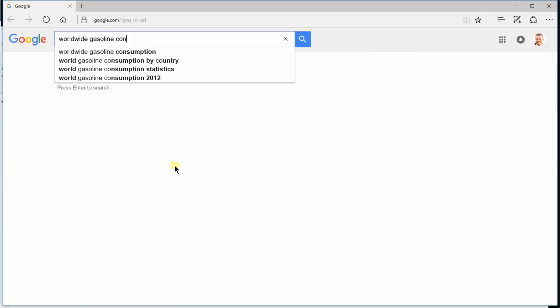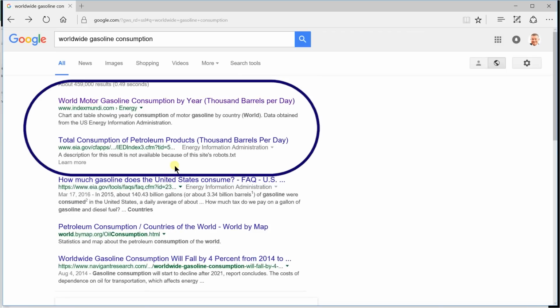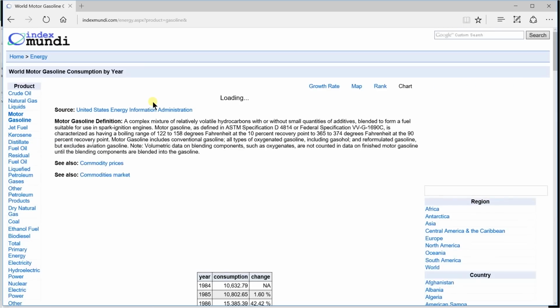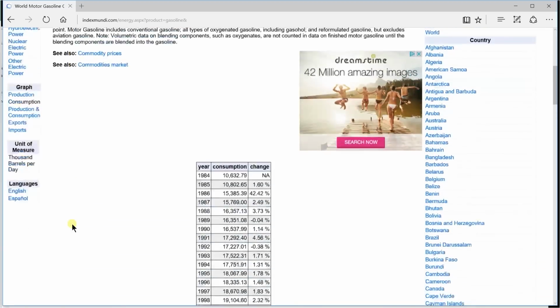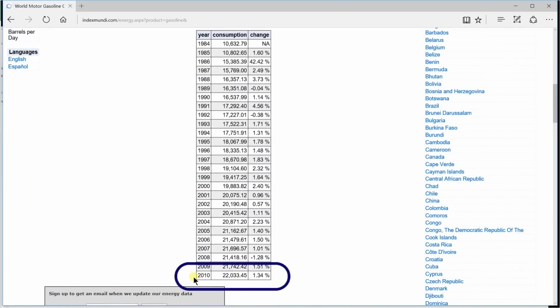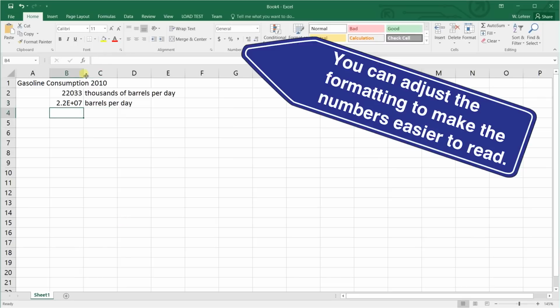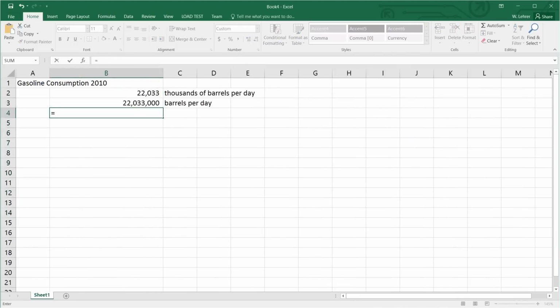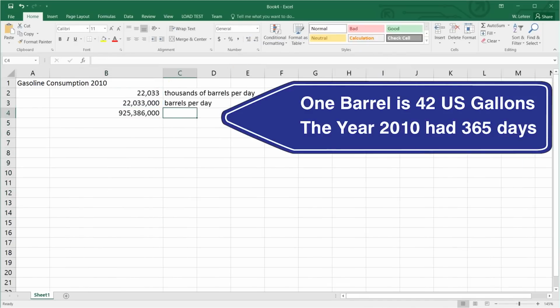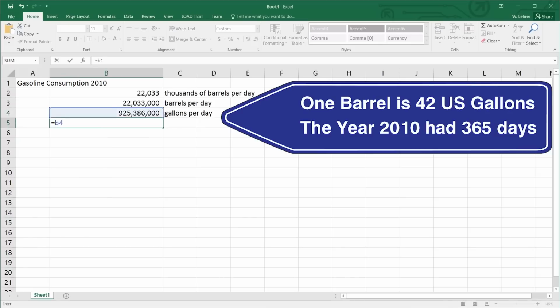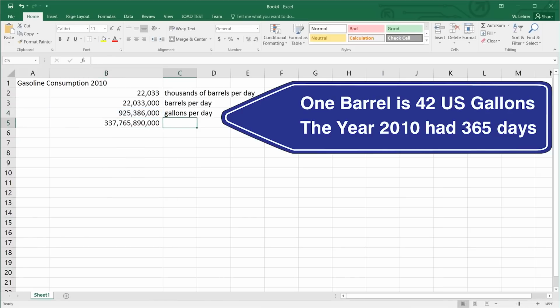Google worldwide gasoline consumption. This chart shows a graph of gasoline consumed worldwide. For this lecture, we'll focus on 2010. Let's take this number and enter it into the spreadsheet. Since this is in thousands of barrels, multiply that number by 1,000. Now we convert to gallons. There are 42 gallons per barrel, so multiply that number by 42. Multiply that number by 365 and we get 337 billion gallons consumed that year.